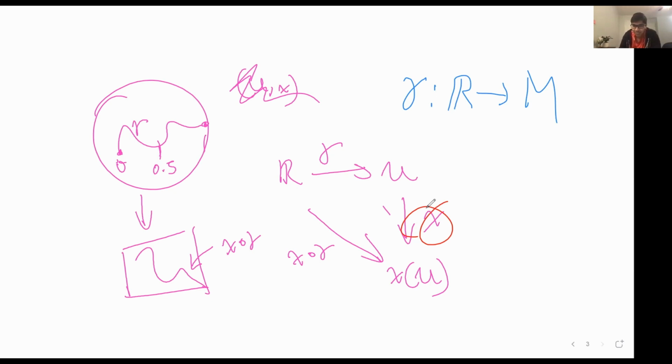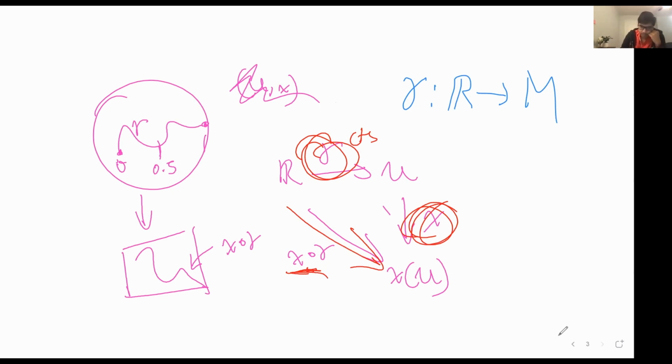The chart map has to be continuous, and the composition of continuous curves is continuous. So if gamma is continuous, then this is also continuous, which means that we can make observations about our real world without actually looking at the real world. So if X after gamma is continuous, we can conclude that gamma is continuous. But what we cannot do is assume that if X after gamma is differentiable, gamma is differentiable, because this guy over here can mess it up.